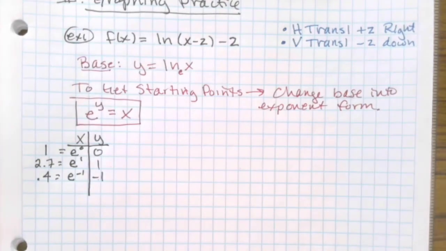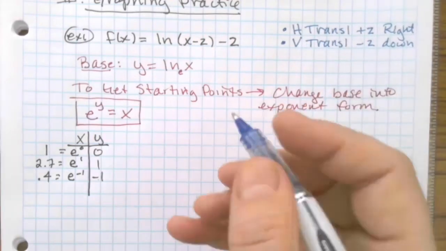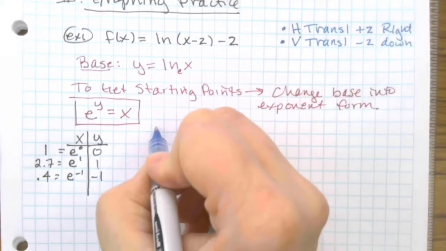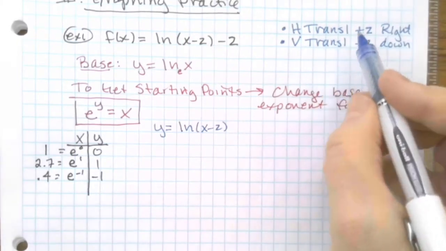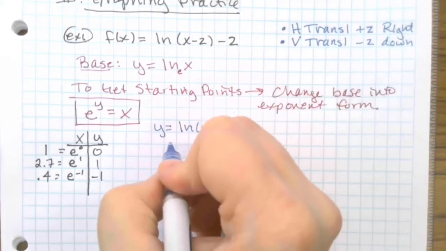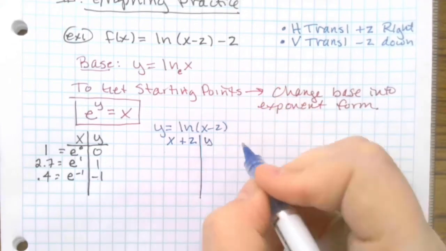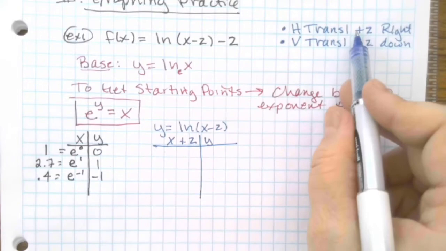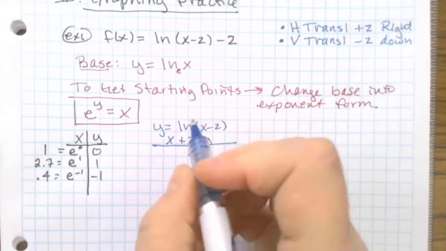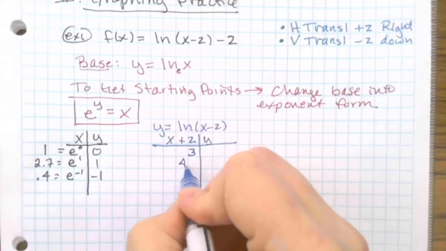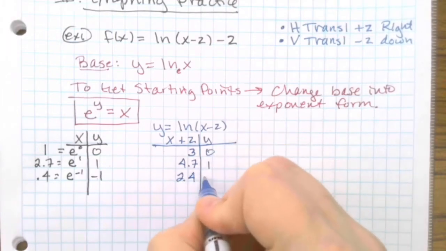All right, so now we're going to do the first transformation, which is a horizontal translation plus 2 to the right. That is y equals the natural log of x minus 2. But it's plus 2 to the right, so we're going to take the x's, we're going to add 2 to move them to the right. The y's will not change. So you can see how the description helps you get the math right. So 1 plus 2 is 3, 2.7 plus 2 is 4.7, 0.4 plus 2 is 2.4, and the y's don't change.